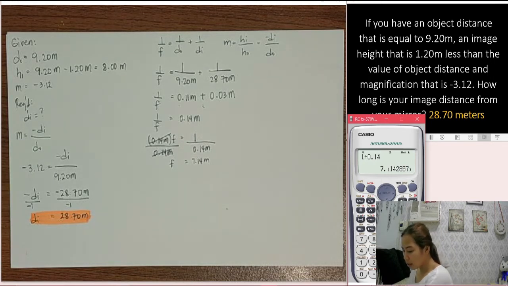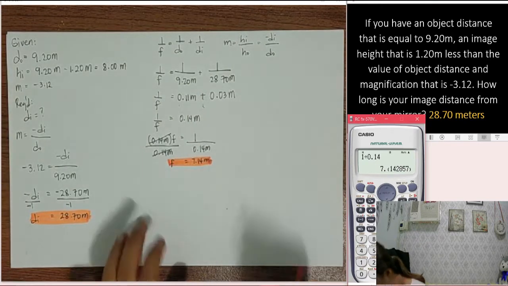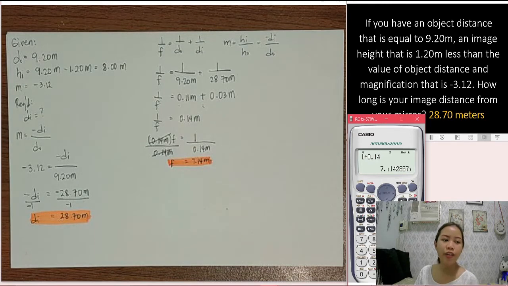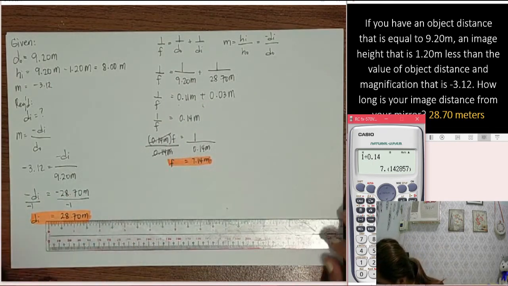Okay, so let me highlight this. Okay, so there it is. Now that we already know the value of F, and if you can see there, it's positive. So therefore, we can now plot our light rays with the use of these values in our ray diagram. Let us have here.